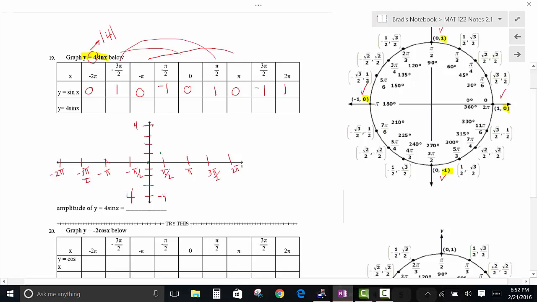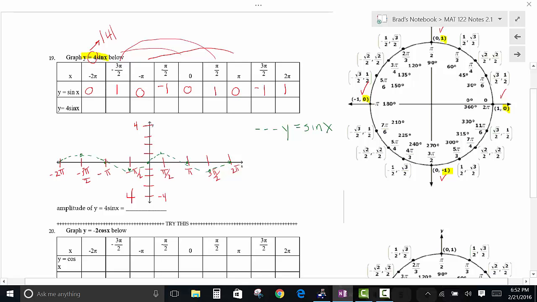So we got 0, 0, and just go ahead with me and plot these points and just kind of lightly dash these things in like this. And let's go through a couple of periods on this and get that established and labeled. So this is the graph of what I just drew in dashed lines, was the graph of y equals sine x.